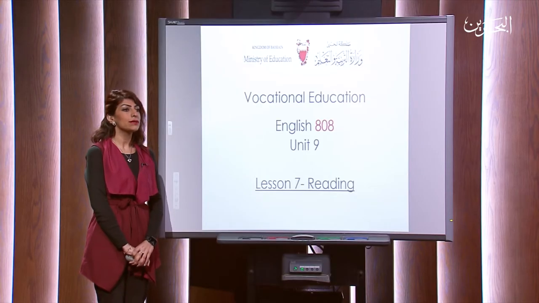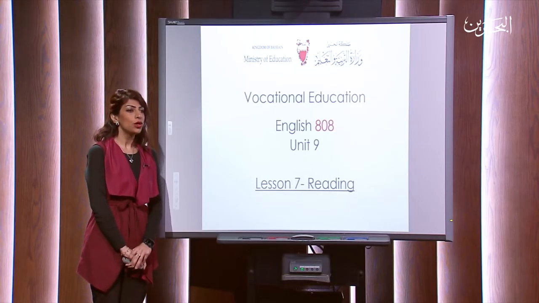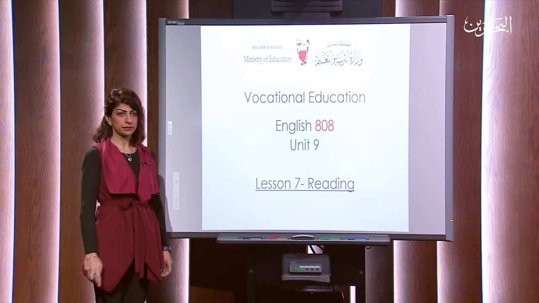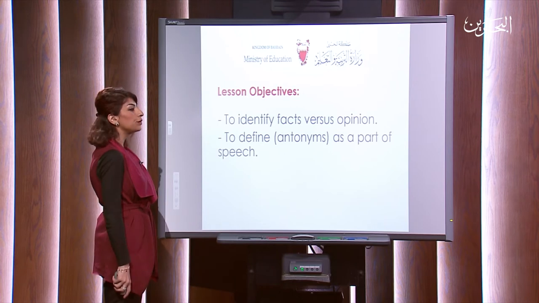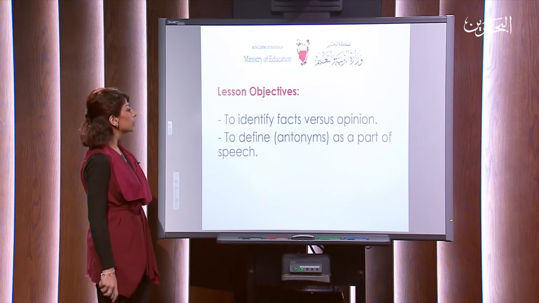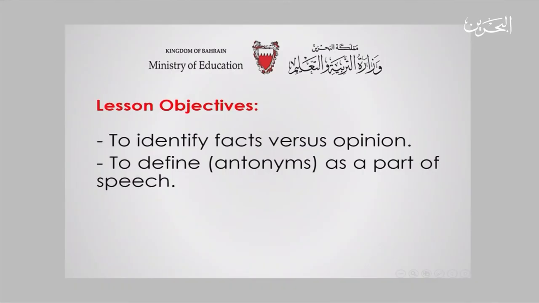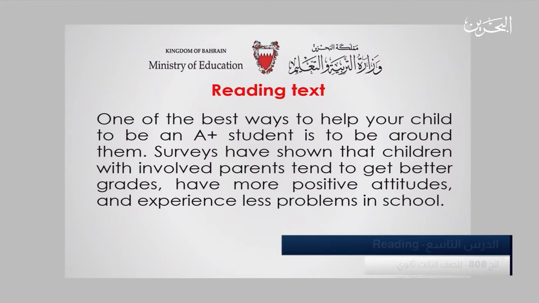We are starting today in Unit 9 and we are going to take lesson number 7, which is reading. By the end of this lesson, we are going to achieve 2 main objectives. The first one is to identify facts versus opinion and to define antonyms as a part of speech. Let us start with a reading text. I'd like you to pay your attention and follow up with me while reading.